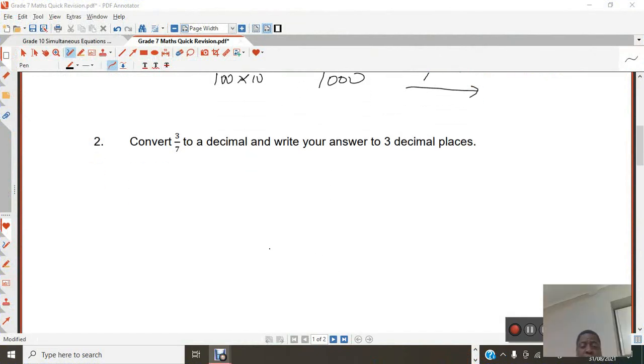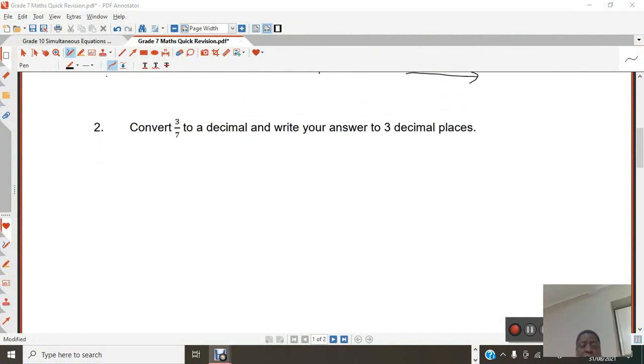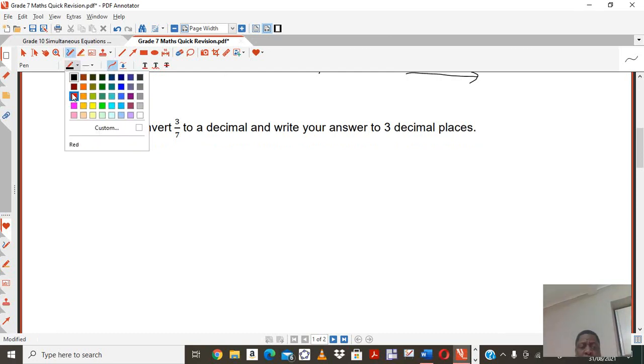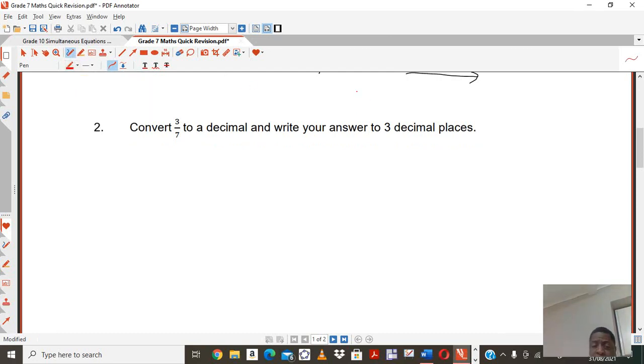Okay, so the next one is you are supposed to convert 3 over 7 to a decimal, and then you give this answer to 3 decimal places. So it means that this decimal probably won't stop. Right, so if you're in grade 7, I assume that you are probably used to long division. Okay, so I will use long division and I will just stop at 3 places. Okay, but anyway, 7 cannot go into 3, so we borrow 0 there, and 7 goes into 30.